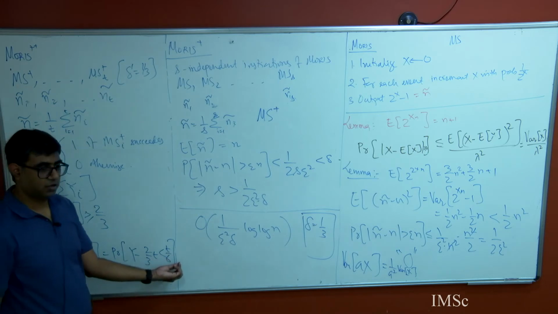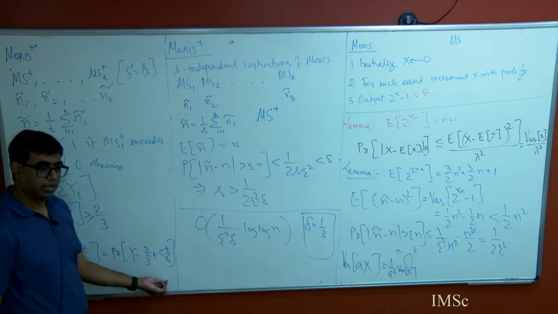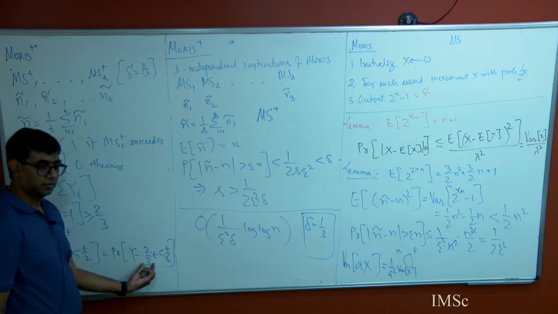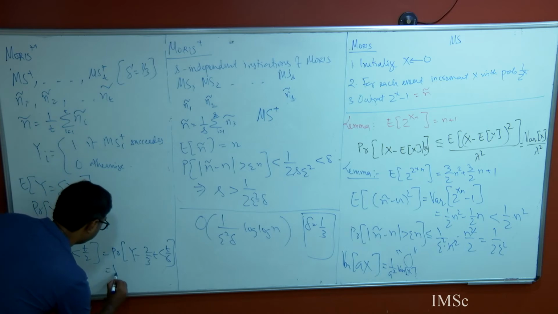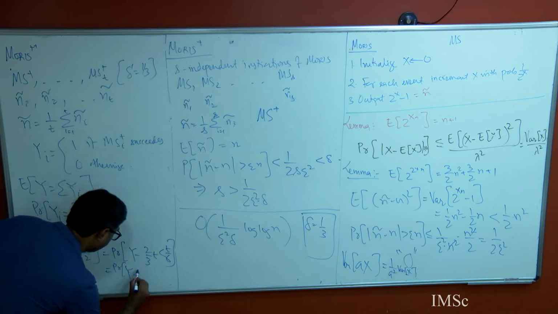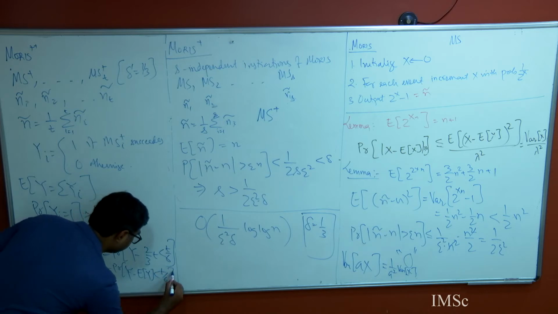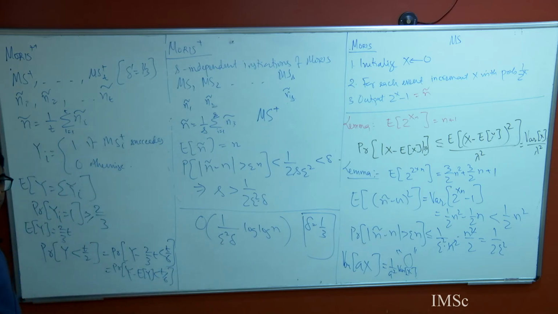You take this here, you will get t/2, right? But what is this? This is an expectation, right? So this is the probability that y minus expectation of y is less than t/6. I can apply Chernoff now, right? Because these yi's are independent, because I am just running it in parallel. They are not related to each other.